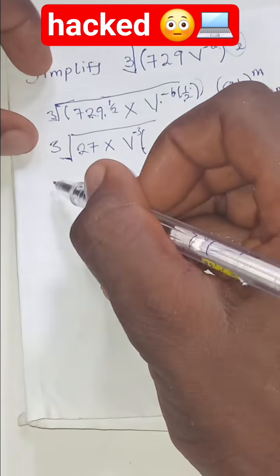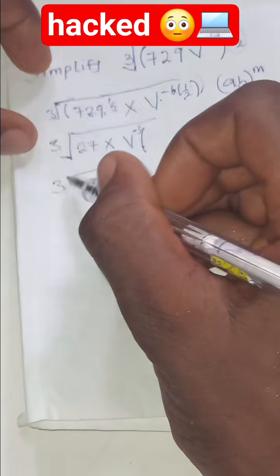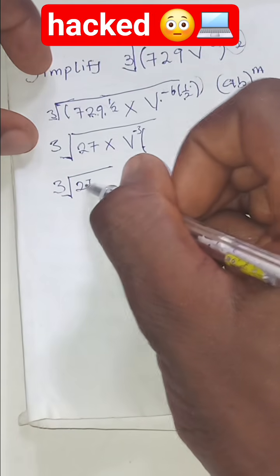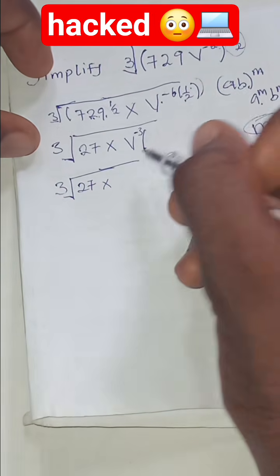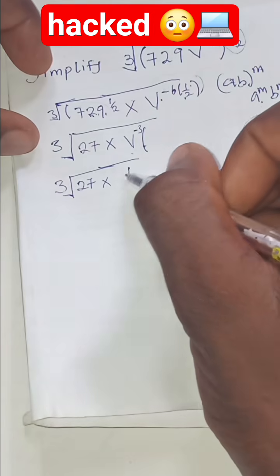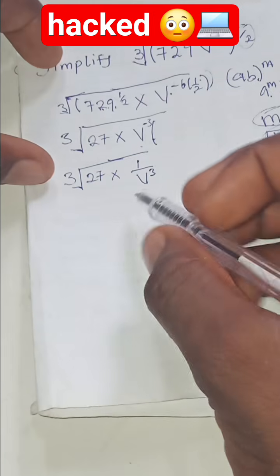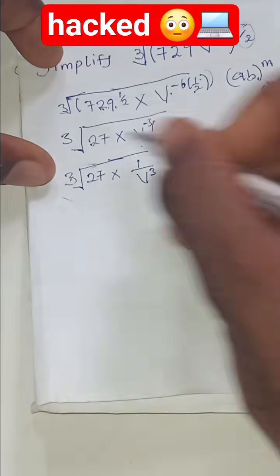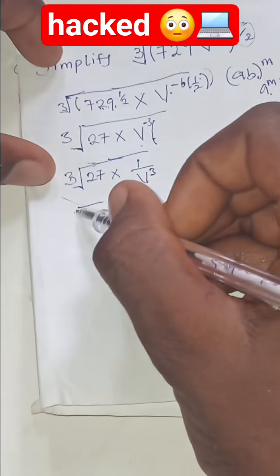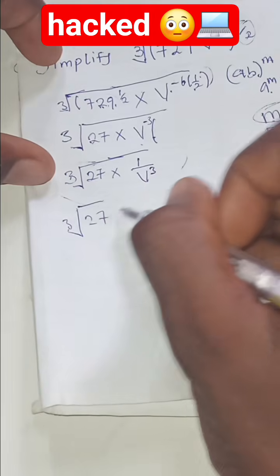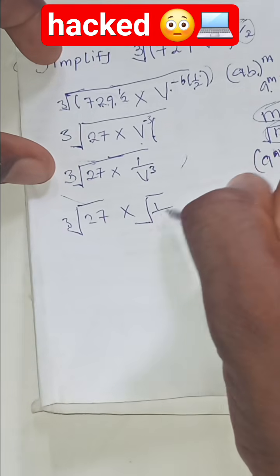So from this point, I'm going to be having the cube root of 27 times, now this is going to be 1 all over v raised to the power of 3, according to the rule of indices. So we're going to be separating this cube root for the two sides because it's for everything. So cube root of 27 times cube root of 1 over v raised to the power of 3.